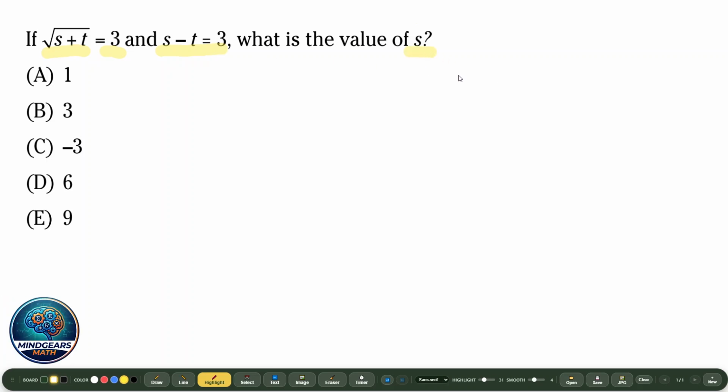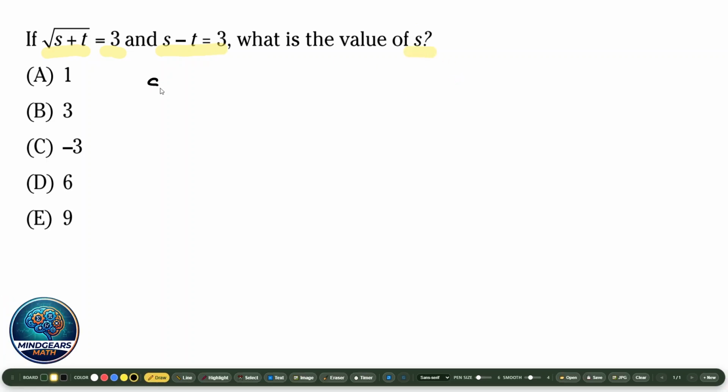Now, before you start guessing, be careful. There is a very common trap here that leads to the wrong answer. Let's break it down step by step.